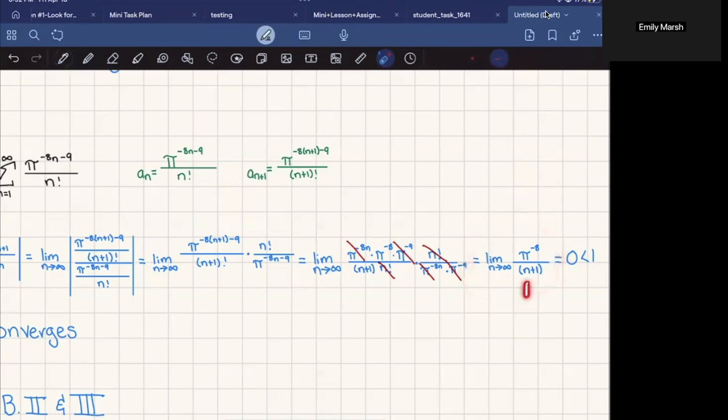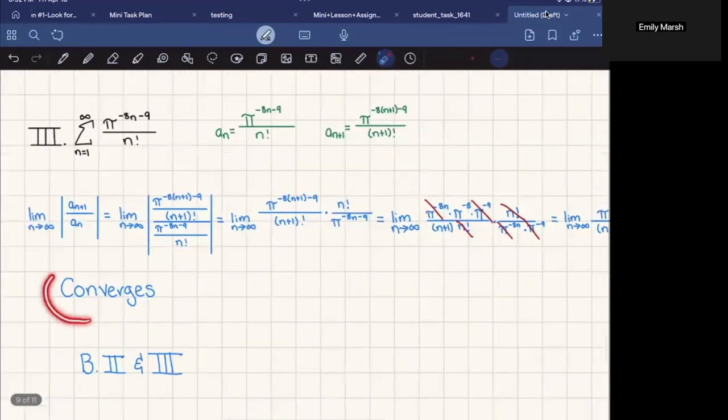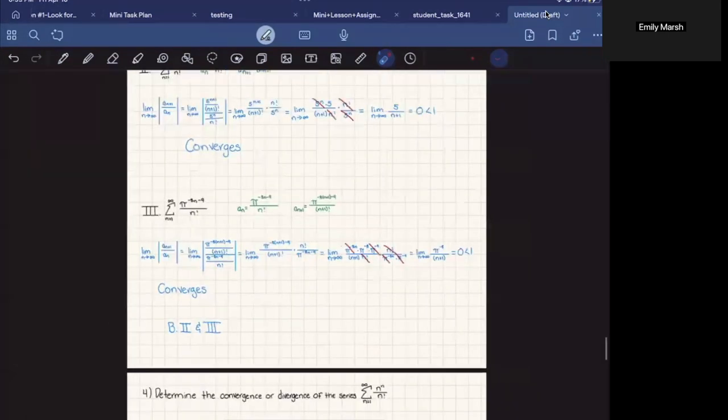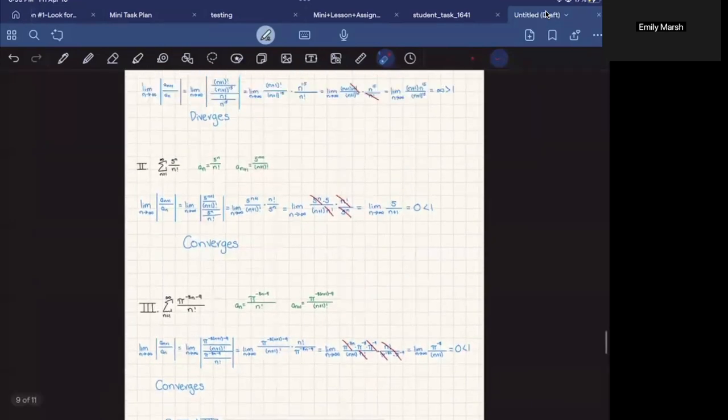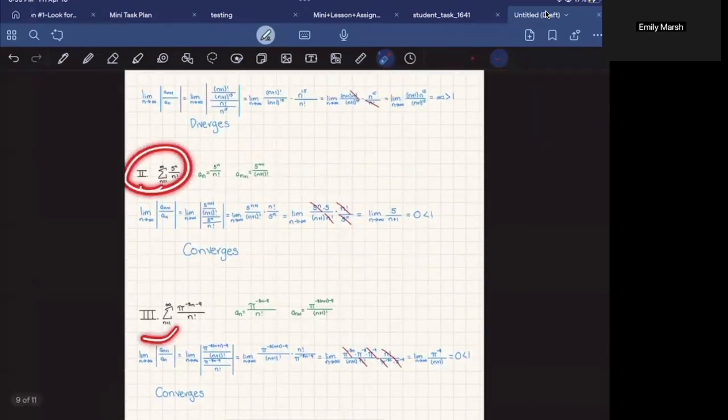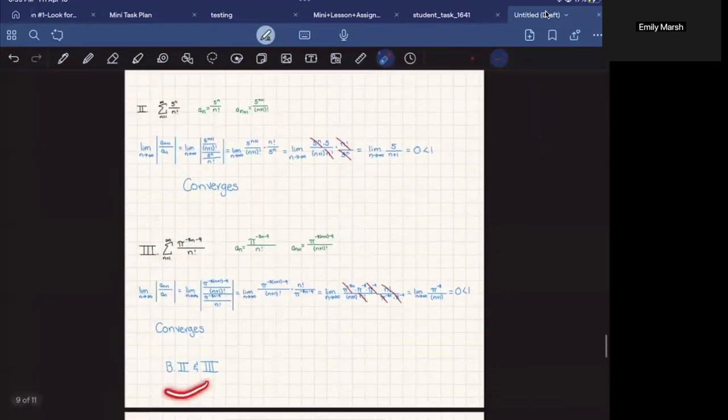And because the bottom is approaching infinity much faster and the top is staying constant, our fraction is getting smaller and smaller and smaller. Thus, it is approaching 0, and 0 is less than 1. Therefore, it converges. So our two series that converge are series 2 and 3, and thus our correct answer is B.